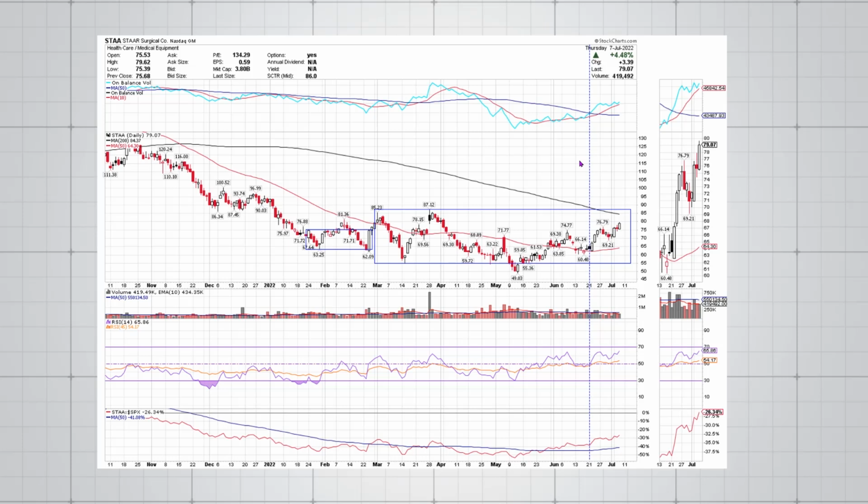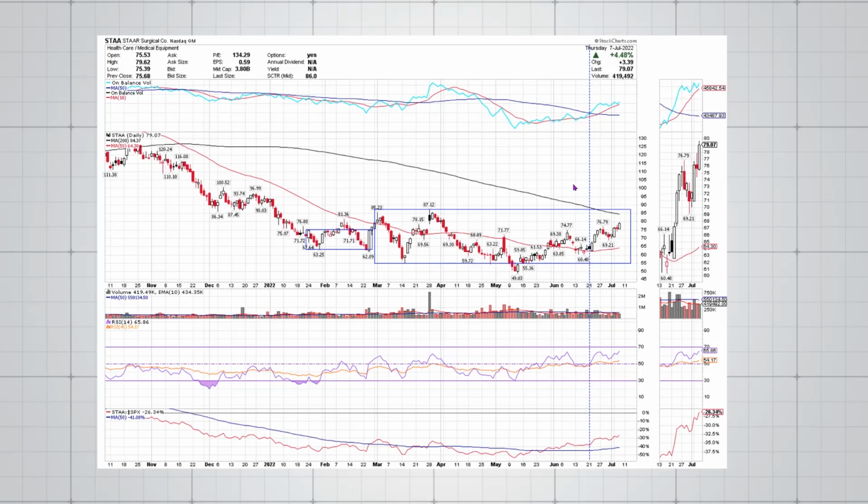This one might be one for the watch list because notice it's printing higher lows here, here, and getting a little bit more of a nice character to those bars, and we don't see anything really bad happening here yet. So maybe this one is one for the watch list. Those are the stocks that we have today.